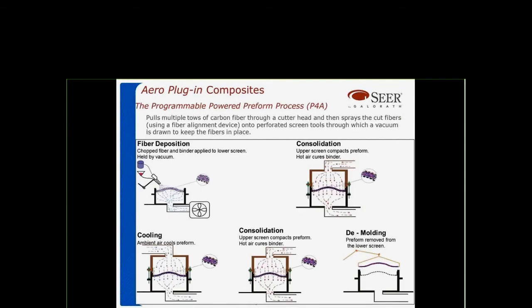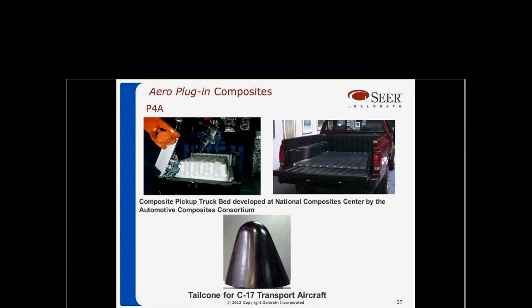In this case, we have P4A, which is programmable powder preform process, which is a chopped fiber laid on a vacuumized screen, consolidated, and then sent into a mold, a two-part mold where it would be injected with resin and cured. Here's some examples of those types of parts.